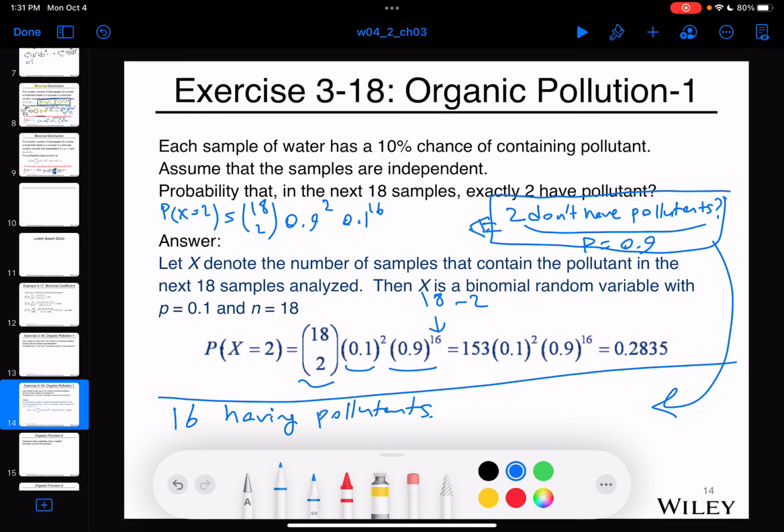And you get the same answer. So with 16 having pollutants, p doesn't change. Success is still defined as having pollutants, so p is still 0.1. You don't change p. And the answer that you get is exactly the same answer that we got here. So this is the answer. Any questions?